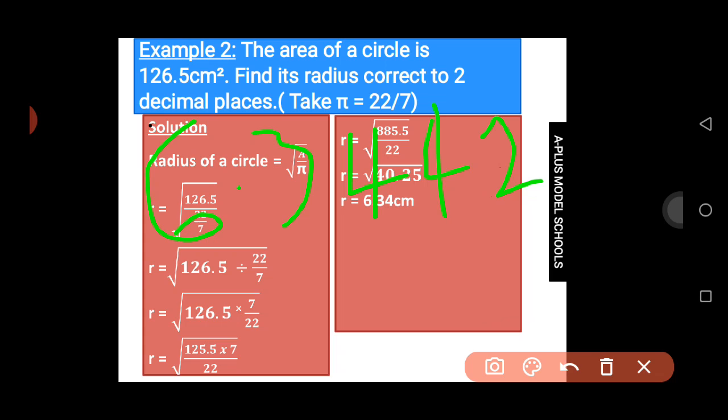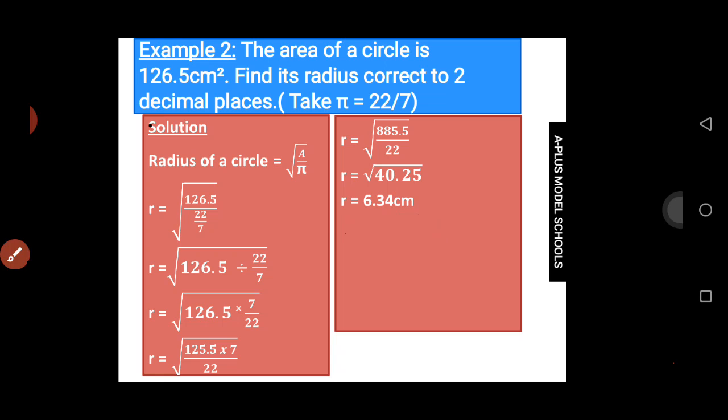So this is the decimal point. This is the first decimal place, the second decimal place. Then move to the third number. Now, if the third number falls between the range of 0 to 4, you round it off to 0. The number is less than 5, so you round it off to 0. So 0 plus 34 here will still give me 34. So that is why we have 6.34 as our radius. So our radius is 6.34.